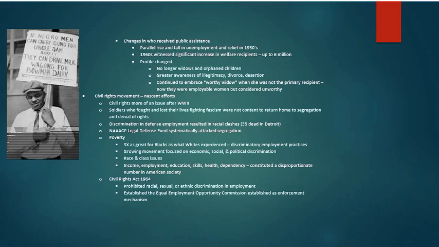Poverty was three times as great for blacks as what whites experienced. Discriminatory employment practices continued. A growing movement focused on economic, social, and political discrimination, race and class issues: income, employment, education, skills, health, and dependency constituted a disproportionate number in American society. The Civil Rights Act of 1964 prohibited racial, sexual, or ethnic discrimination in employment. The Equal Employment Opportunity Commission was established as an enforcement mechanism for this act.